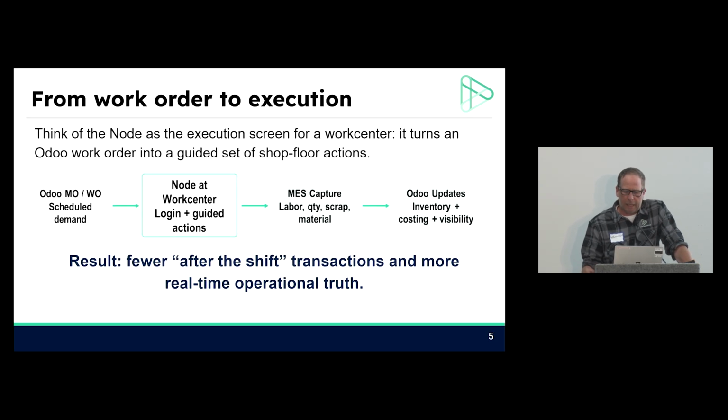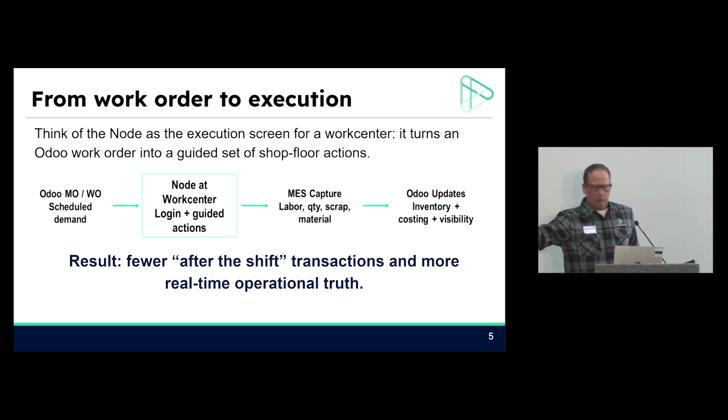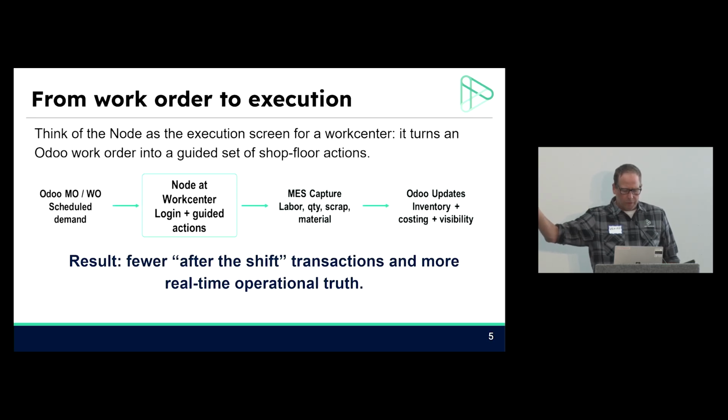So think of the node as an execution screen for a work center. It turns an Odoo work order into a guided set of shop floor actions. So we're just going to go through that process, and we're going to create the work order, or manufacturing order work order, on Odoo. Node's going to be at the work center. We're going to capture everything, and then Odoo updates inventory and the costing. So the result: fewer after-the-shift transactions and more real-time operational truth.